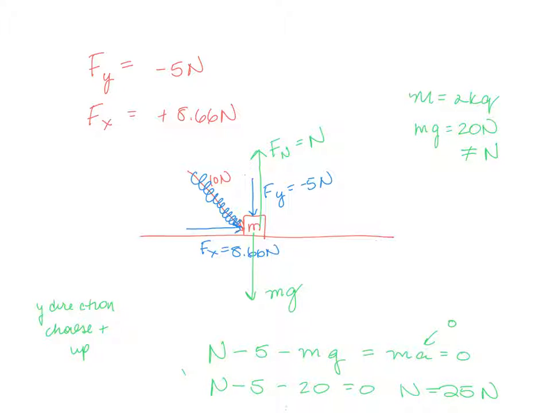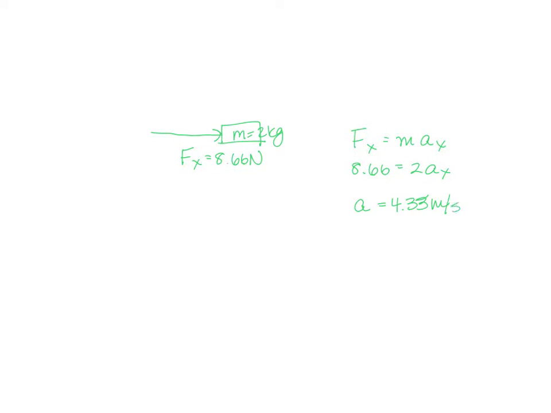Now that we found the normal force, we can look at the x motion. I'm going to go to another slide. For the x motion, we had a mass m of 2 kilograms and an Fx equal to 8.66 newtons. From this, we know that Fx equals max, and therefore 8.66 equals 2 times the acceleration. The acceleration equals 4.33 meters per second squared.